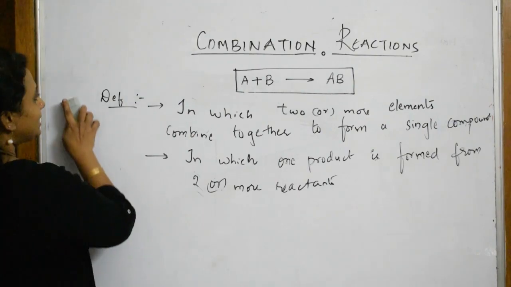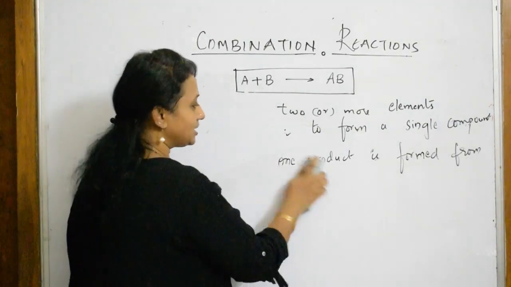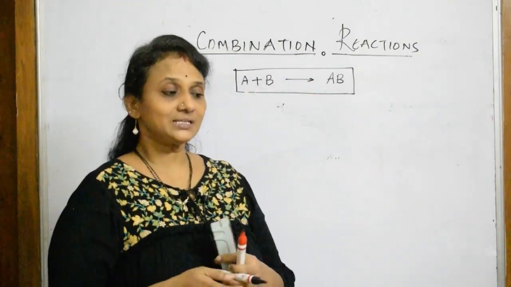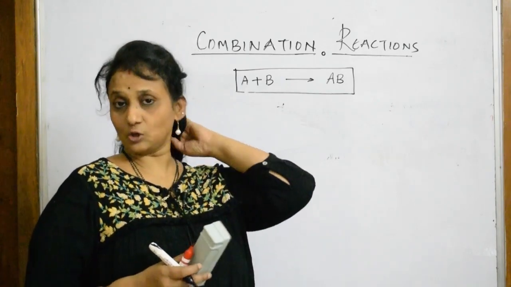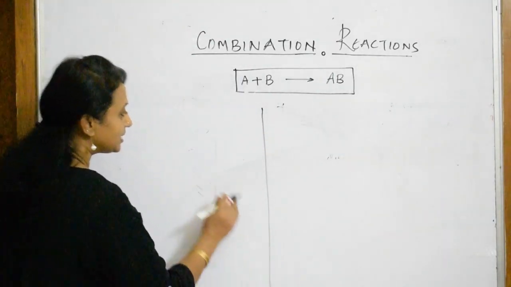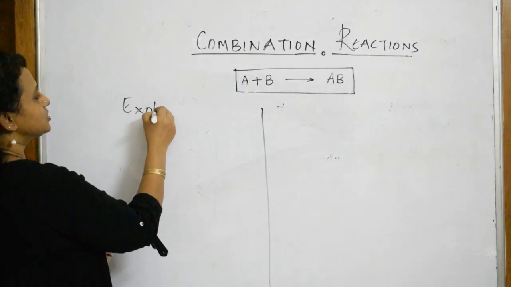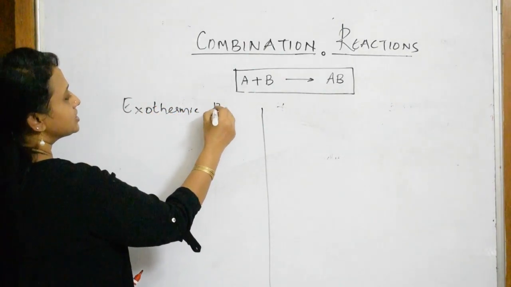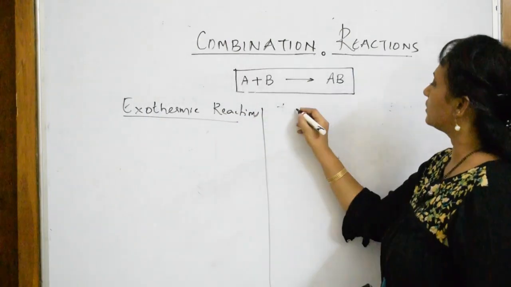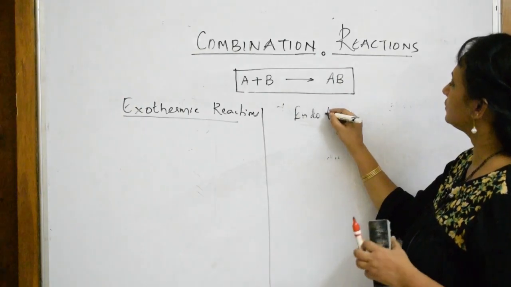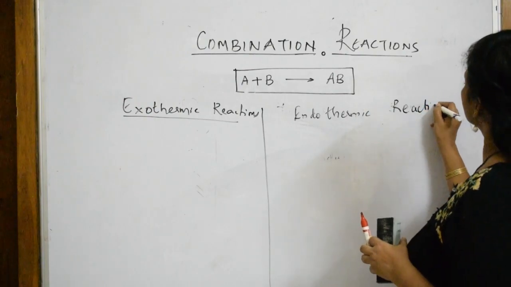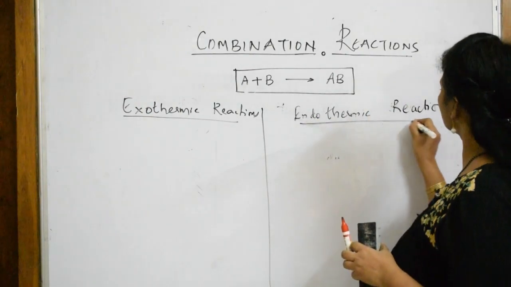Now what should I learn in combination reaction? It is a little bit lengthy, let us understand. Basically in combination reactions, there are two headings which we are going to study. One is exothermic reactions, and let us underline this. Then I'll be studying under one more heading, that is endothermic reactions.